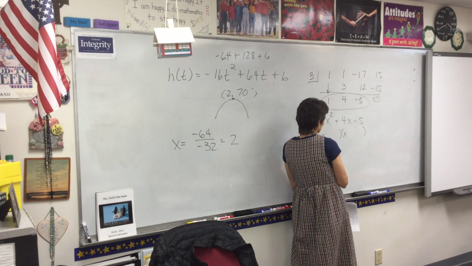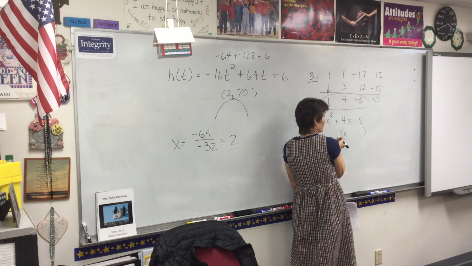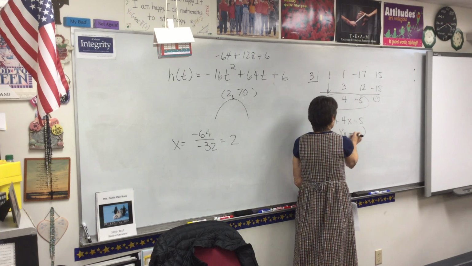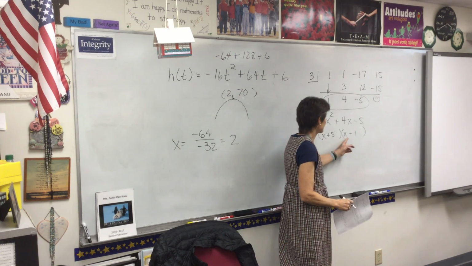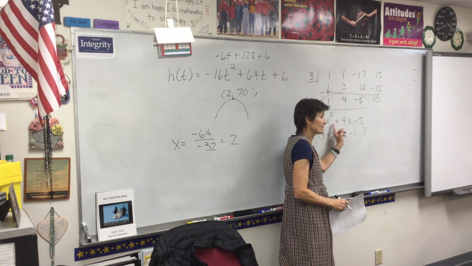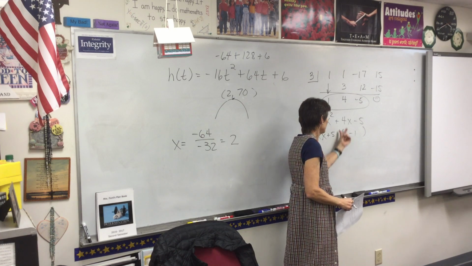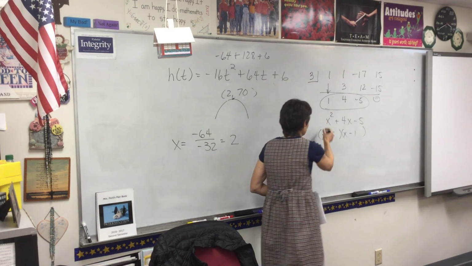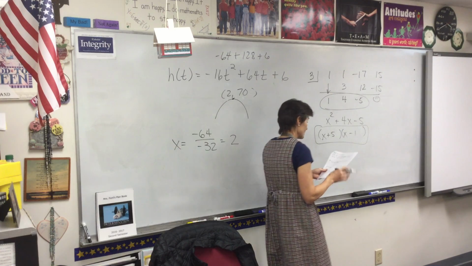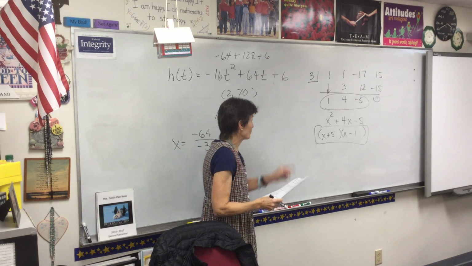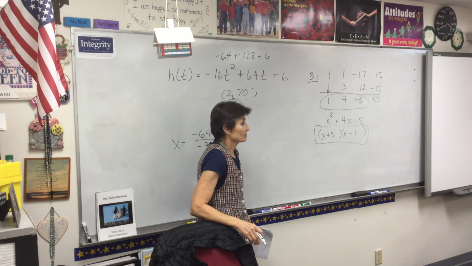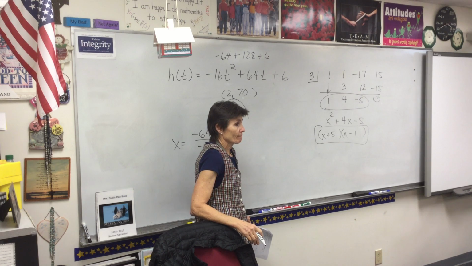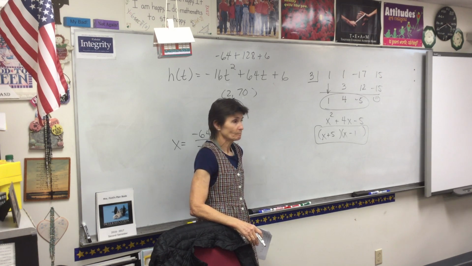X plus 5, minus 1. You want to find 2 things that when you FOIL it together give you this. And that will. So here's the answer. These are the other two factors. It says find the other factors. There they are. You feel okay about that? Yeah.